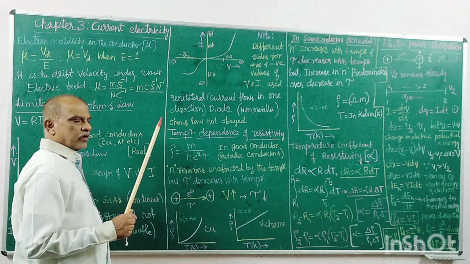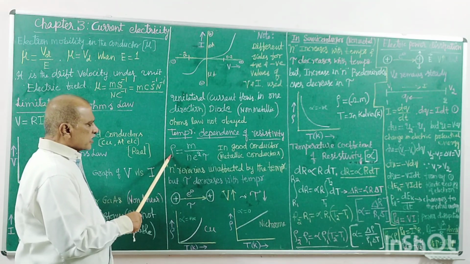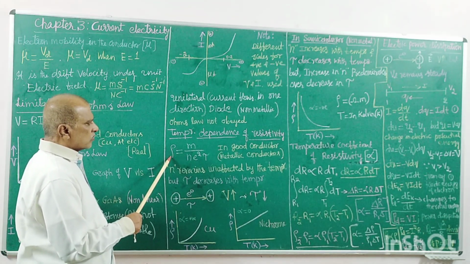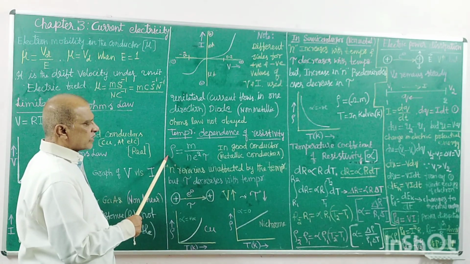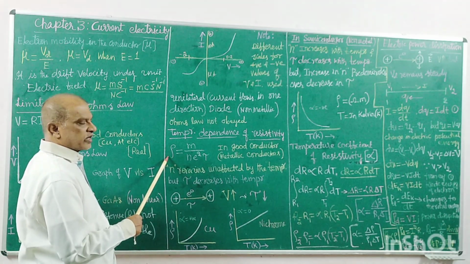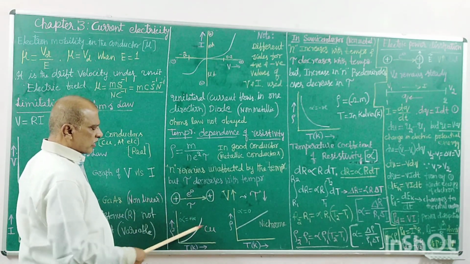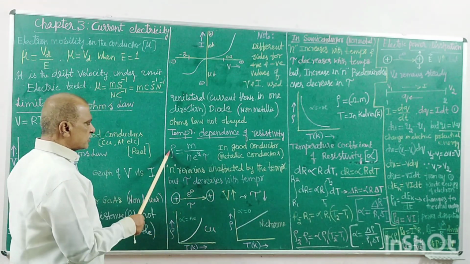We have different types of materials, conductors. It may either increase or decrease. Now you can see the effect of temperature on the resistivity. Let us understand by studying the experiment, and in graphical form we can understand the effect of temperature on the resistivity.